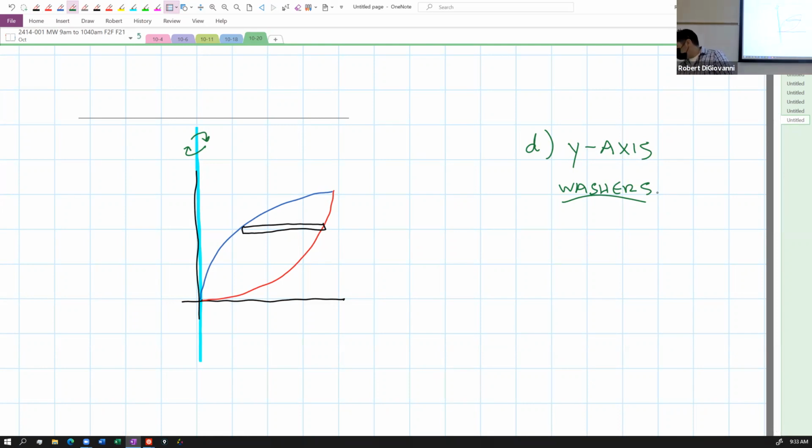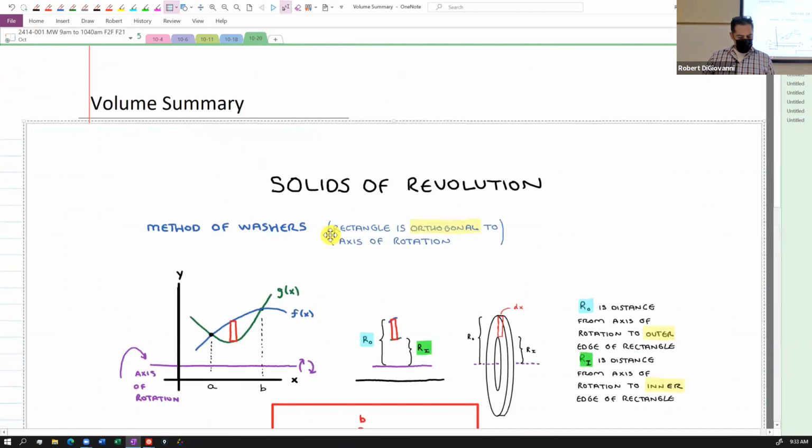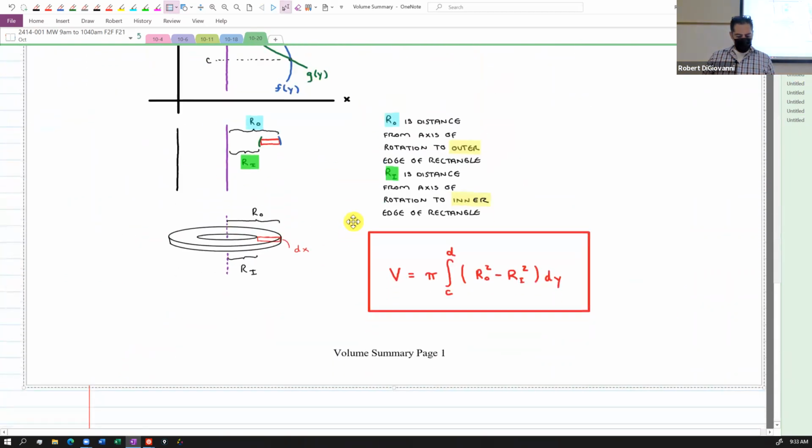So on our formula sheets that I gave you, it's which one? If you look at these, there's 4 red boxes on this thing. It's the second one. Okay, it's the second one here. It's a washer with our functions being functions of y. So I'm going to go to that right now. It is washers, second formula here.